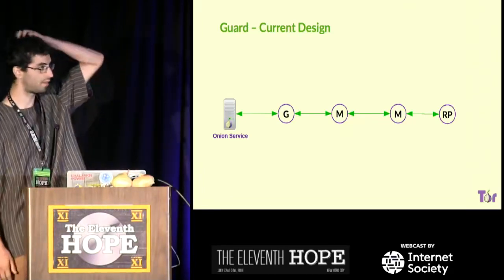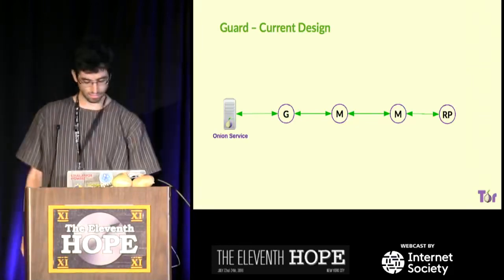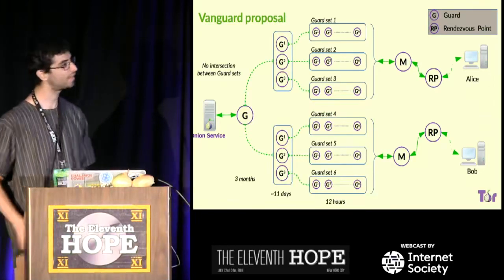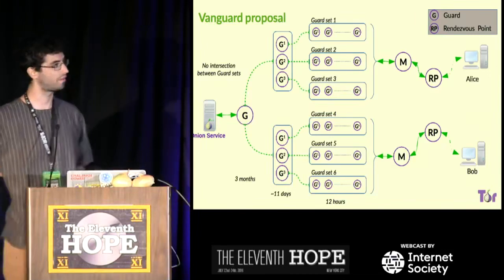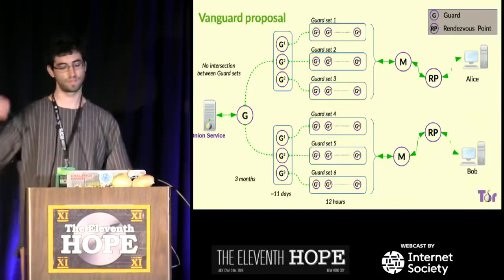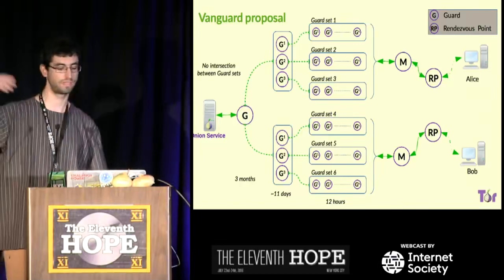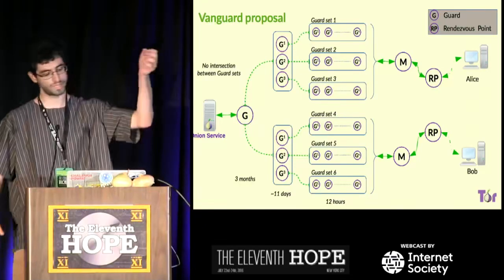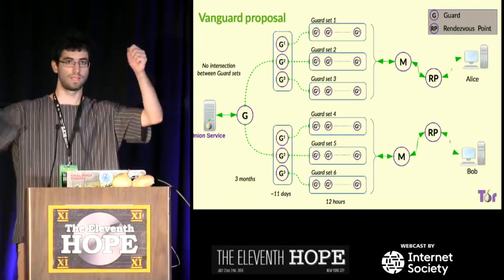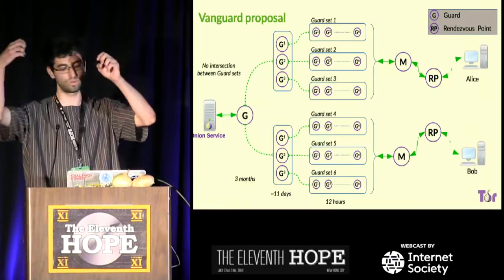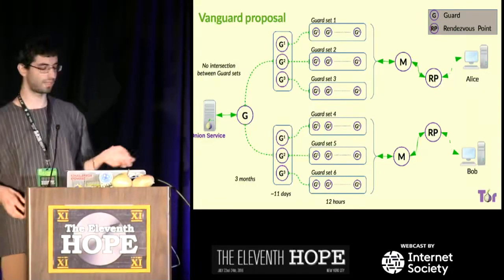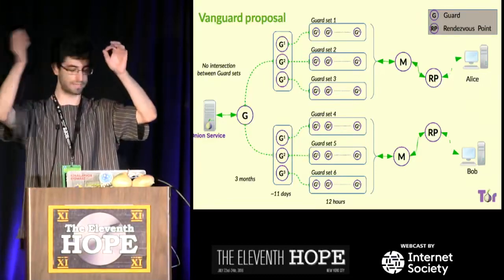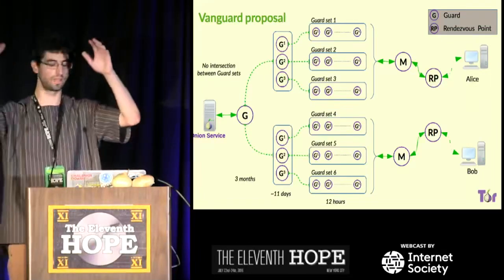We have a possible design to fix this. It also seems quite complicated, but it's actually not that complicated. The very rough idea is that instead of the hidden service picking a different middle node for every circuit, we have guard sets. Instead of only pinning down the first node, the guard node, we also pin down the second node and the third node. In this case, we keep the guard node, the first hop, for 3 months, the second layer guard node for a few days, and the third layer guard node for a few hours.